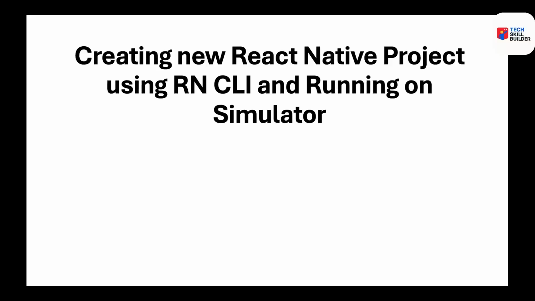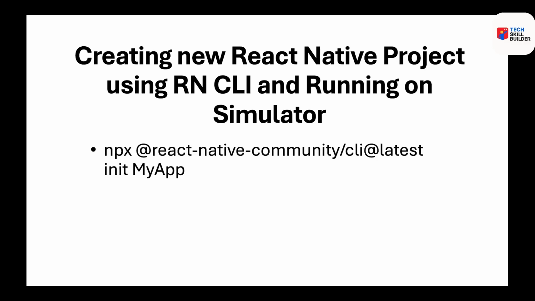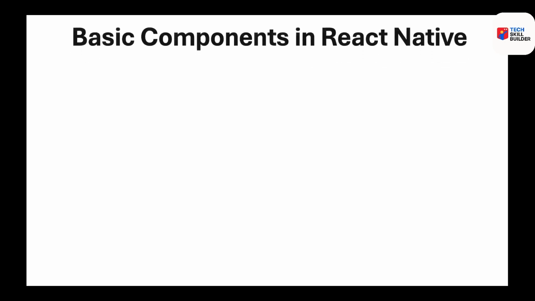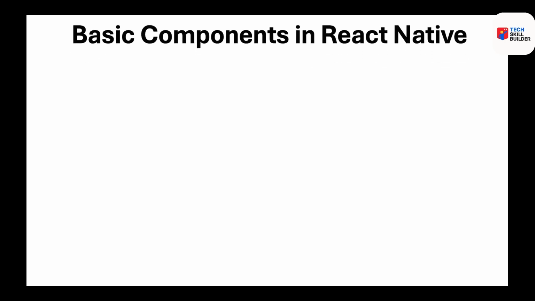So we are going to start with creating a new Android React Native project using React Native CLI and running it on the simulator. We have seen npx @react-native-community/cli@latest init with the project name, then cd into that project name, and then you can write the command react-native run-android. So that was the way to create a React Native project using React Native CLI and run it on the Android simulator.